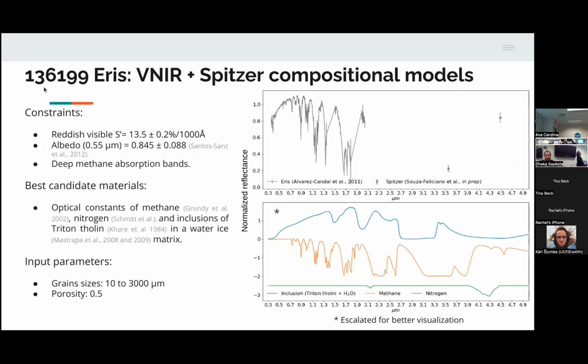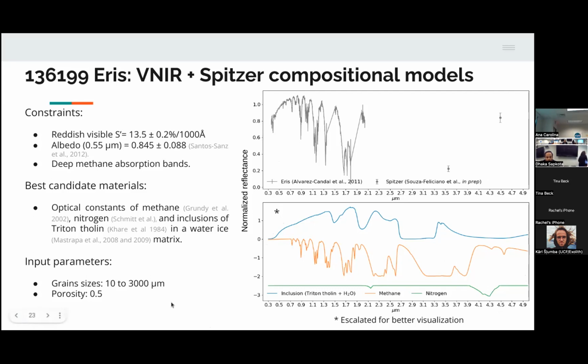So the first was Eris. Eris has a redshifted visible spectral slope and signatures of methane. Those are the fluxes that were measured with IRAC pixel. I also use the albedo in the visible to eliminate models. So here we have the materials that were used to model Eris. We have the spectrum of methane, the spectrum of nitrogen, and I created some kind of, we call them, inclusions.